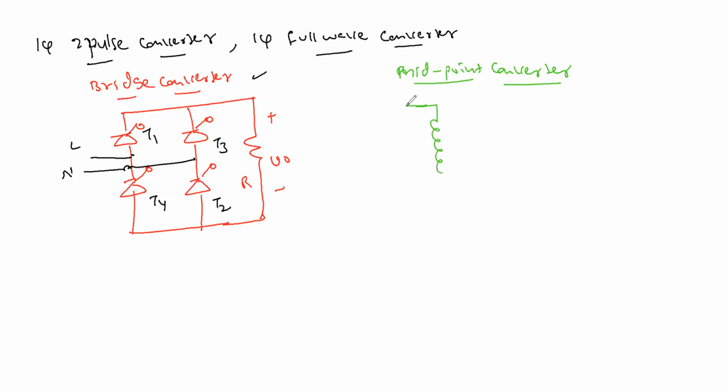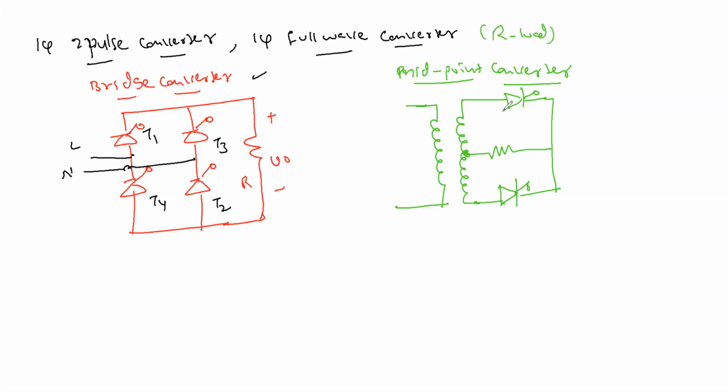What is midpoint converter? ट्रांसफार्मर लेना है, इसमें 2 SCRs है प्लस, midpoint somewhere here, you connect a load. You can say here now R load. RL load को देखना है. So T1, T2. And this is I0 and this is V0.